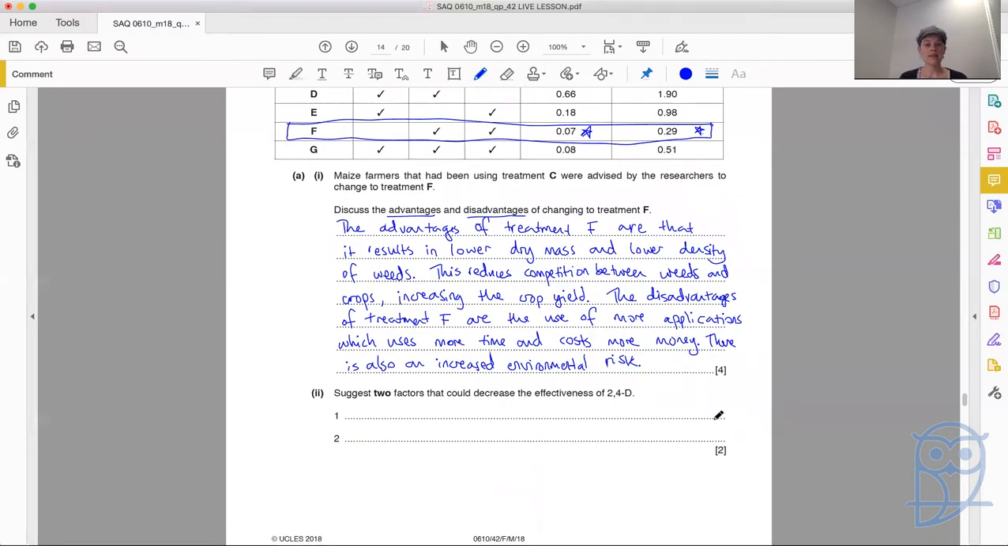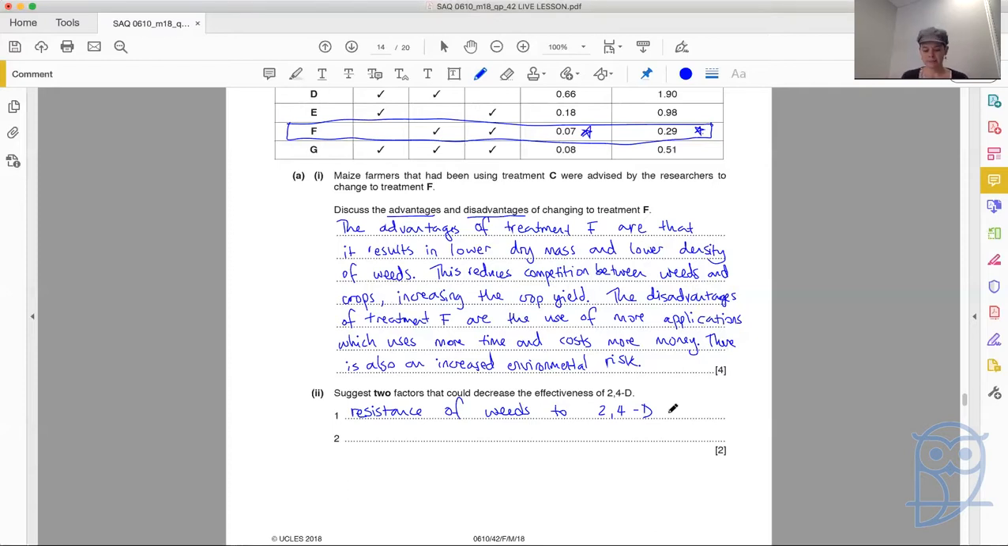Suggest then 2 factors that could decrease the effectiveness of 2,4-D. So we're using 2,4-D. What is it that could make the weeds not respond? Well, the big one, if they have resistance. So if the weeds are resistant, so resistance of weeds to 2,4-D. Perhaps it rains after you apply and then the weed killer is washed away or something like that. So there's a lot of different factors that you could suggest here.